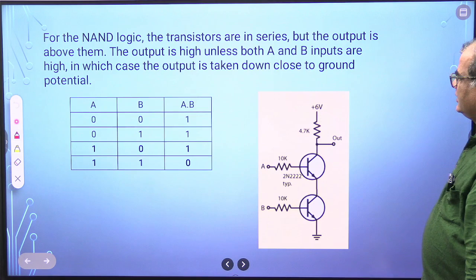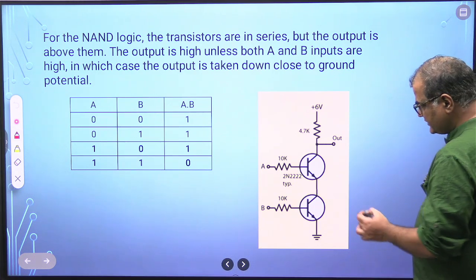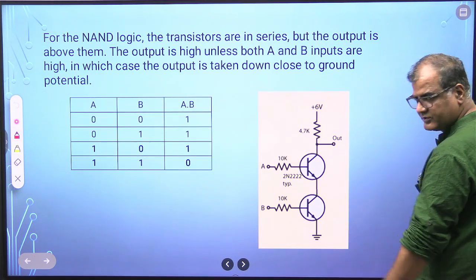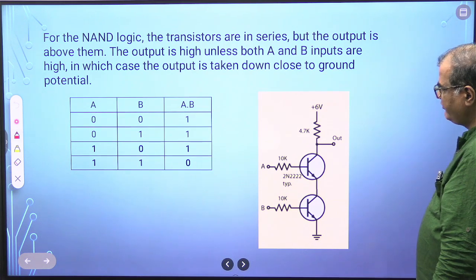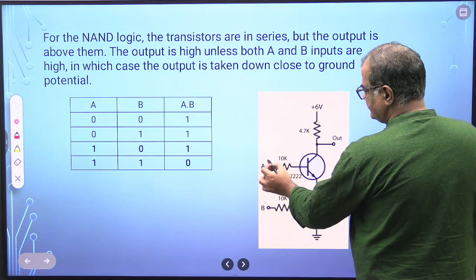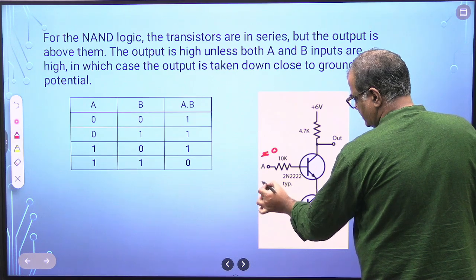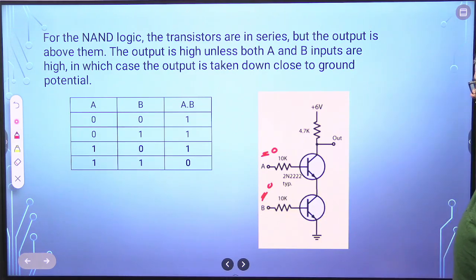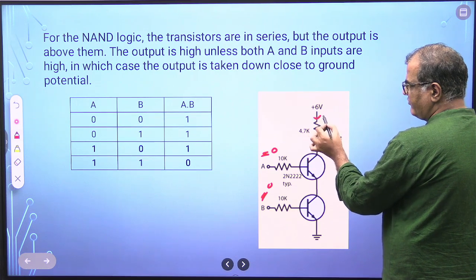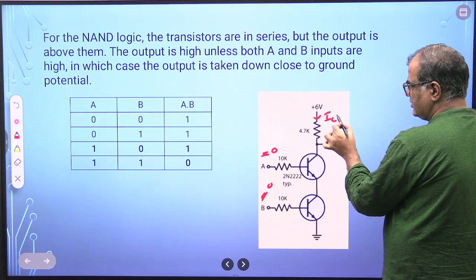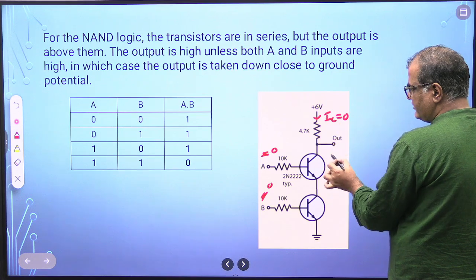Okay. Now instead of the same AND gate circuit, in the AND gate circuit what I was doing was taking the output here down. Now I'm taking the output here. Now if I say my A is 0 and B is 0, if both are 0, then what will happen? If this is 0, IC will not flow. IC will be 0. And if IC is 0, no drop is there, this 6 volt will come here.